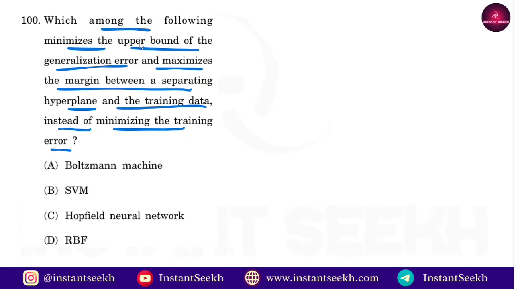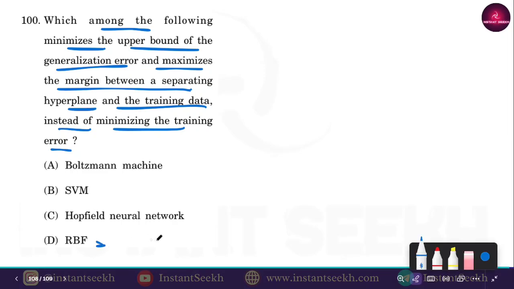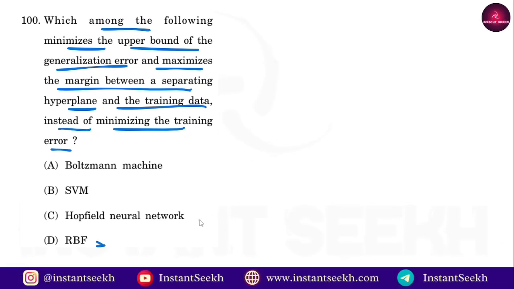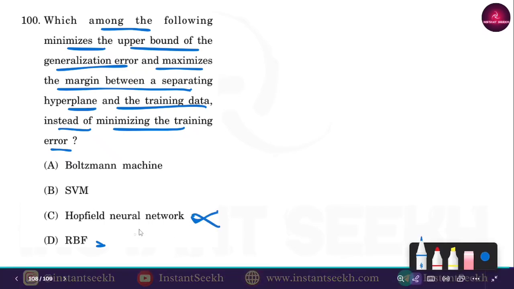First, one by one we will see. Option D, RBF, is a type of neural network and does not focus on margin explicitly. Next, option C, Hopfield neural network. It is a recurrent network used for associative memory. So this is also not the right option.